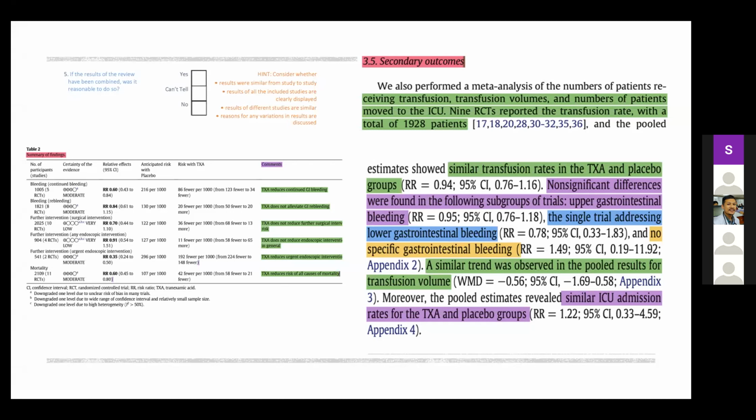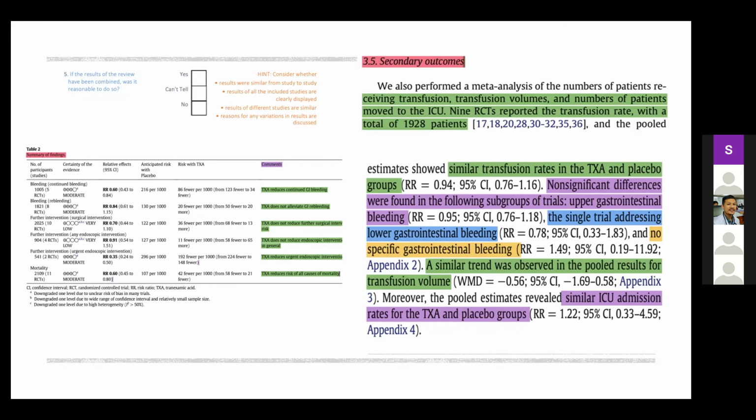The kind of statistical question you have to ask yourself for that is, how homogeneous were the results, or how much heterogeneity was there in the results? So how similar were the results, or how much difference was there in them? And there are some clues to that.